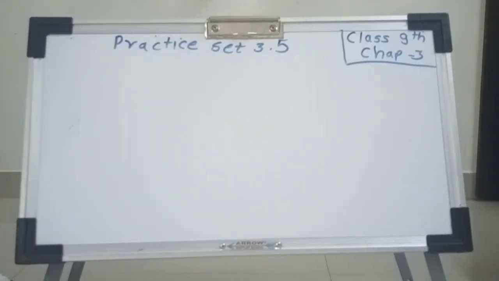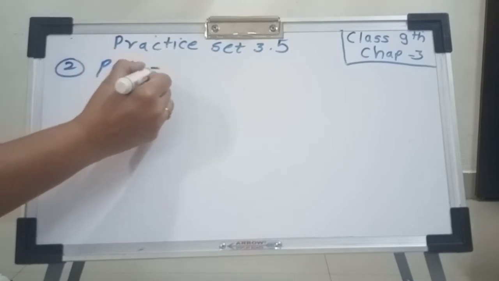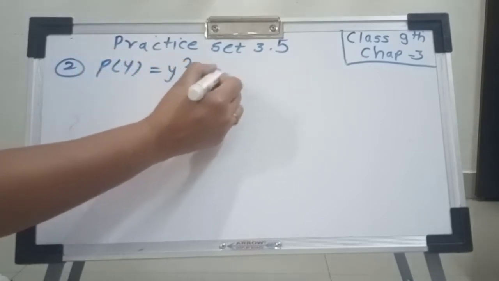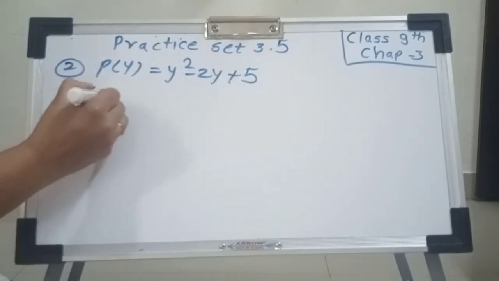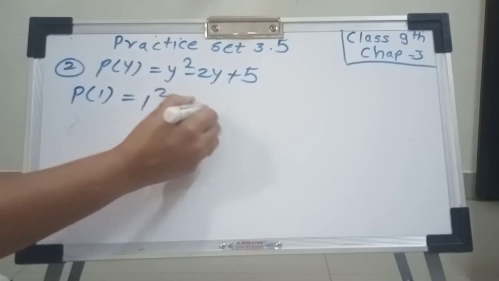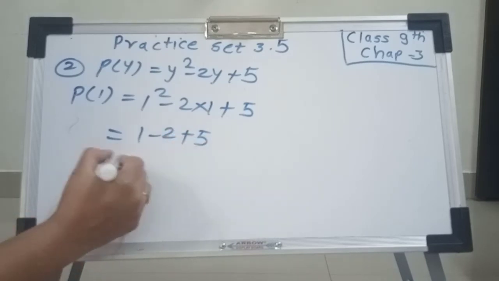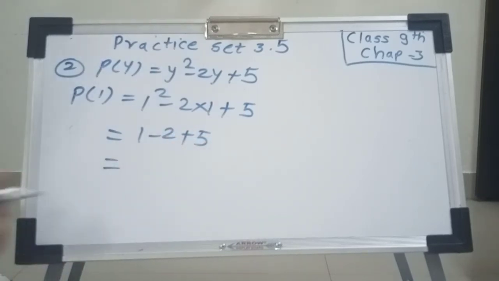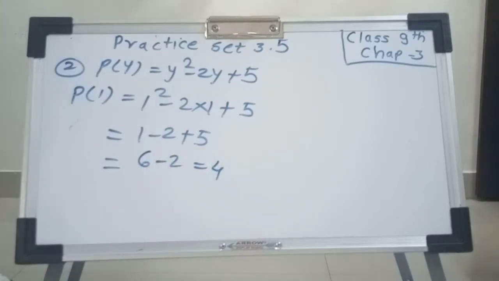Okay. Now we see the second example from question number 2. P of y is equal to y square minus 2y plus 5. And we find p of 1. P of 1 is equal to 1 square minus 2 into 1 plus 5. 1 minus 2 plus 5. 1 plus 5 is 6, 6 minus 2 is equal to 4. Our answer is equal to 4.